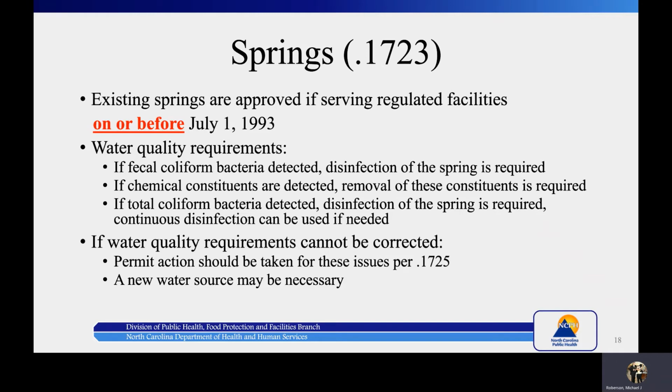If water quality requirements cannot be corrected, then we're going to look at Rule 1725, and we're going to follow our requirements for permit action. So unfortunately, we will have to go down the permit action route if we cannot get the water quality requirements taken care of. And a new water source may be necessary. Like I said, in the case that I had up in the mountains, both facilities ended up drilling new wells and getting onto a well instead of their existing springs.